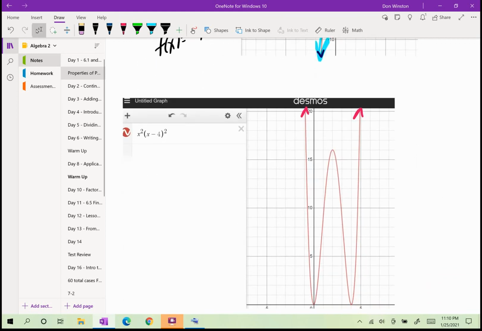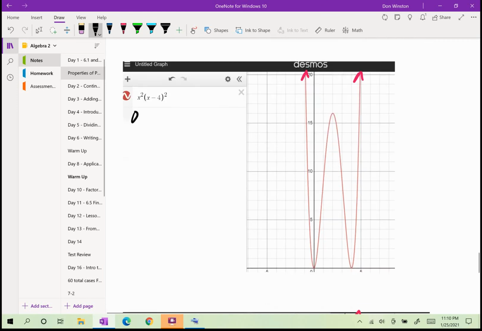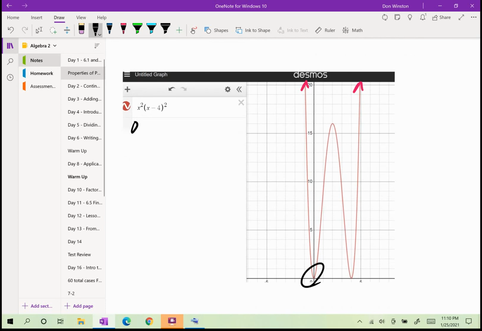Let's look at a couple more. Here I have x squared. So the factor x has an even degree, x squared, so it has to be tangent. My 0 for x squared is 0, so it has to be tangent at 0. That graph has to be tangent at 0, and it is. And then I have x minus 4 squared. So that factor has an even degree. So that will be tangent at the 0 of 4. See, there's my 0 of 4. Again, factors with even degree will be tangent to the x-axis.